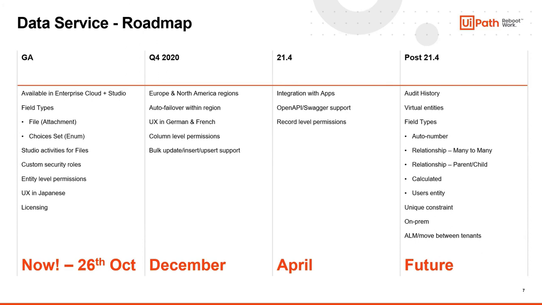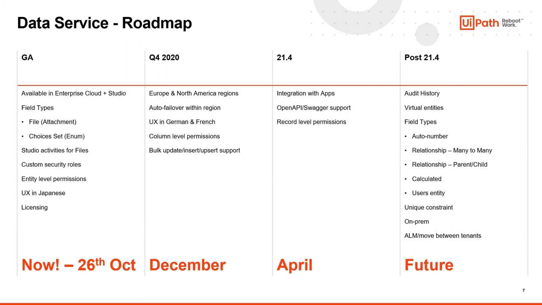We will have the UX supported in German and French as well. Column level permissions will be available, and we'll have bulk update, insert, and upsert support both inside of API and our activities. Beyond that, the big things are we will have integration with apps available in the first quarter. We'll have open API and Swagger support available, and record level permissions available in the first quarter.